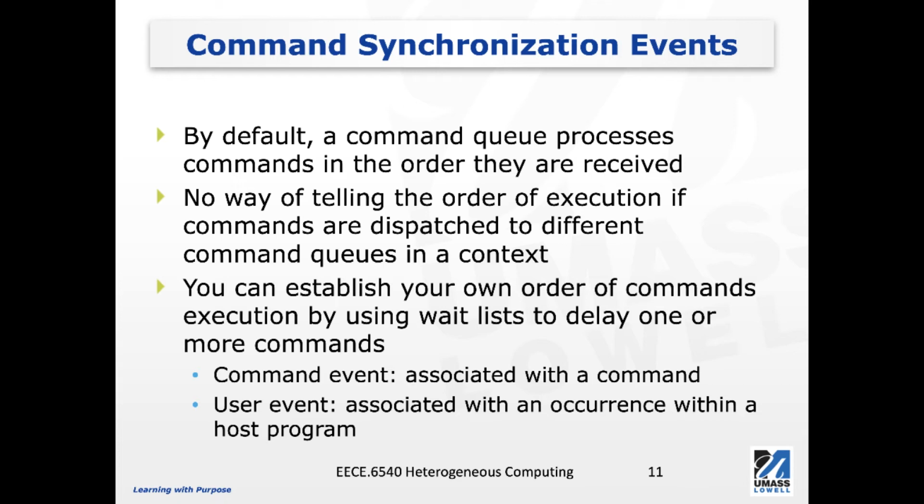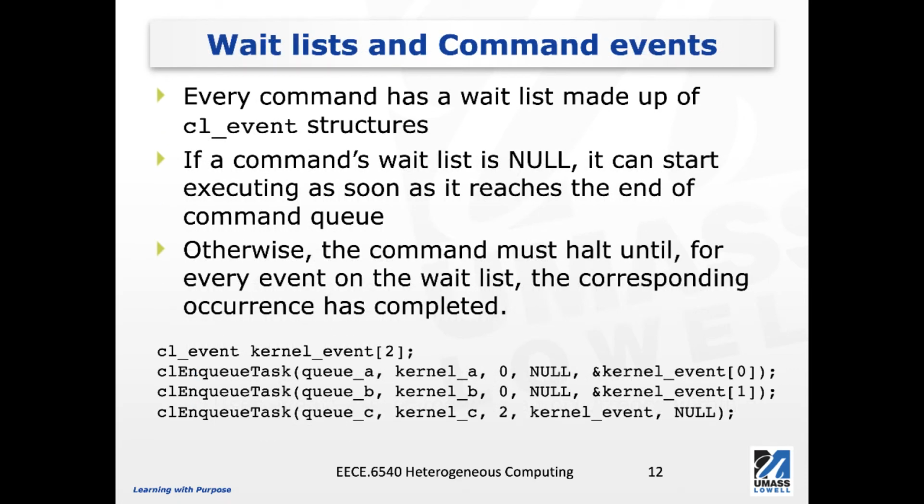The command event is associated with a command, and user events are associated with an occurrence within a host program. Waitlist and command events are the ones that we use to set up certain dependency orders for the commands. If a command's waitlist is null, you can start executing as soon as it reaches the end of the command queue. Otherwise, a command must halt until every event on the waitlist occurs.